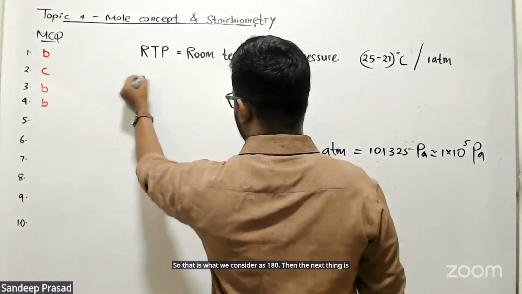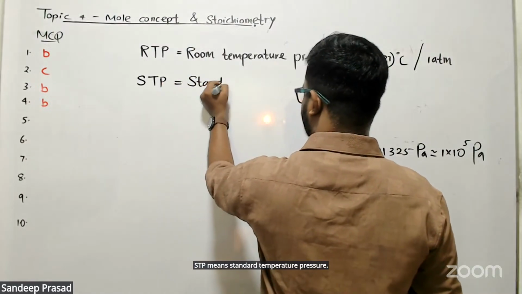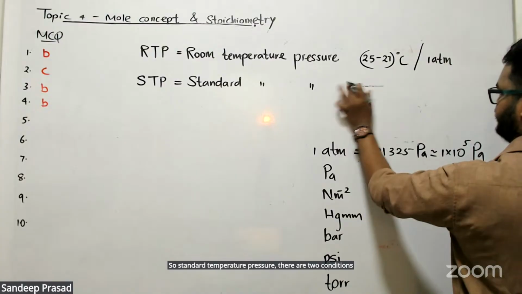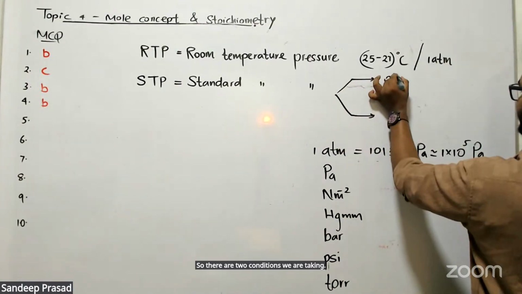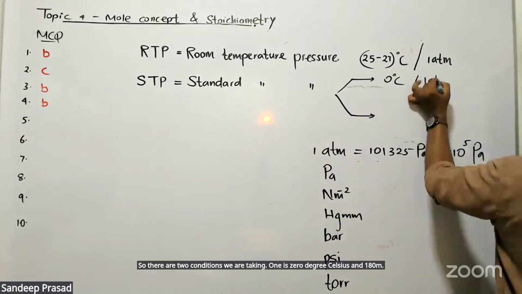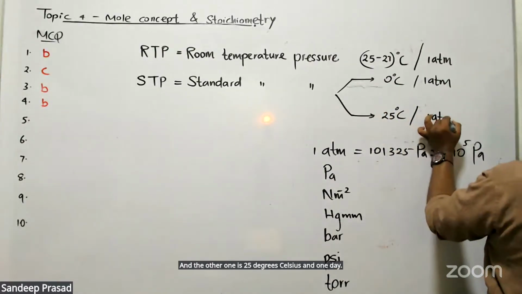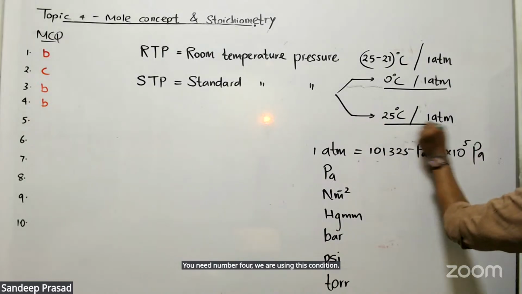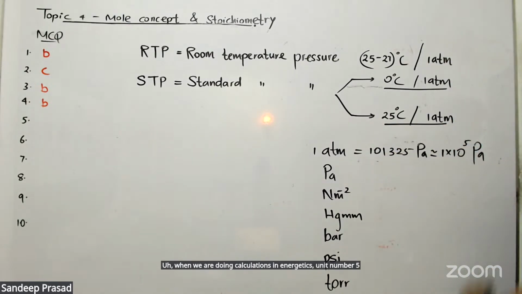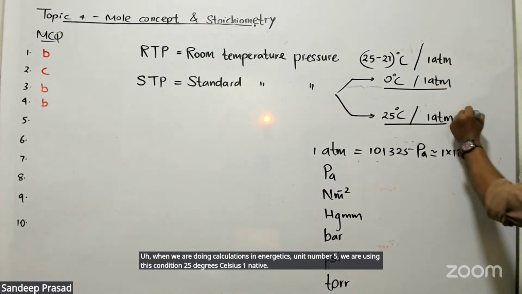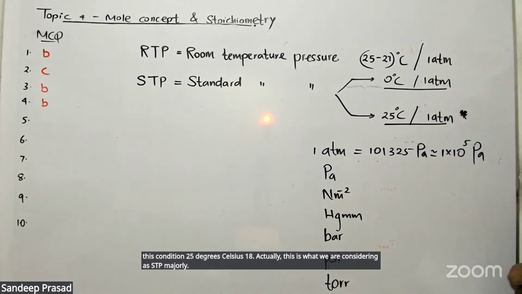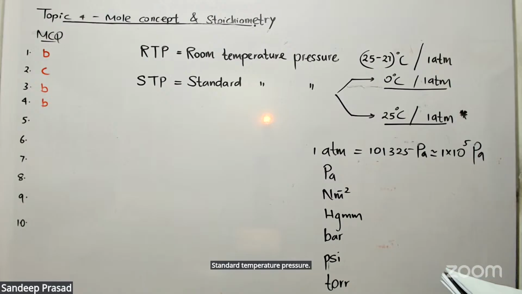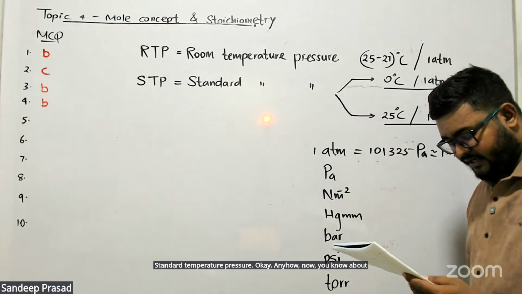Then the next thing is STP. STP means standard temperature pressure. There are two conditions we are taking. One is 0 degrees Celsius and 1 atm. And the other one is 25 degrees Celsius and 1 atm. When we are doing calculations in gases, unit number 4, we are using the first condition. When we are doing calculations in energetics, unit number 5, we are using 25 degrees Celsius, 1 atm. Actually, this is what we are considering as STP majorly, right? But the other is also a condition that we can call standard temperature pressure. Okay. Anyhow, now you know what RTP and STP mean.